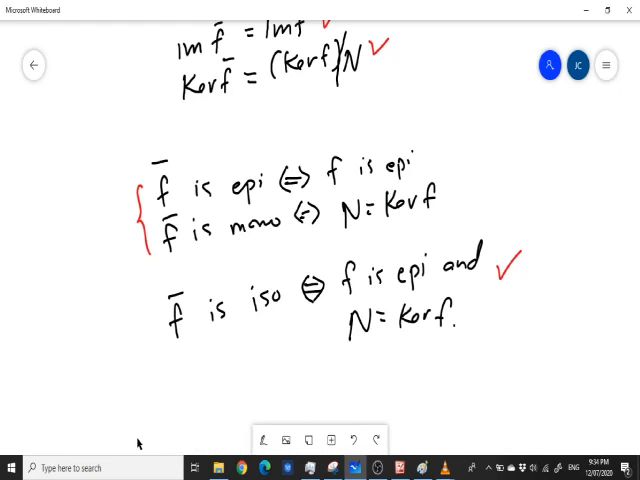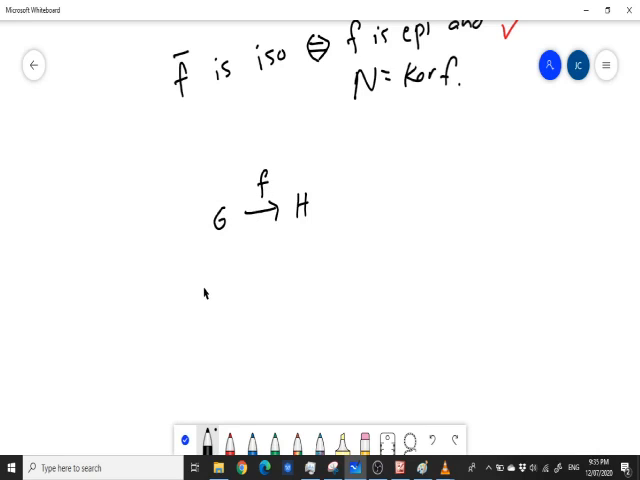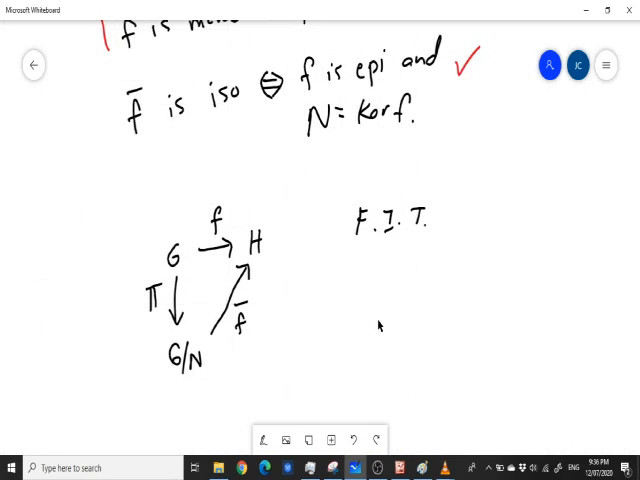So let's go back to the diagram. We have a homomorphism f from G to H, a homomorphism of groups from G to H, and we have the canonical homomorphism pi from G to G mod n, and then there's also a homomorphism f bar from G mod n to H. So how do we use this result to prove the fundamental first isomorphism theorem?